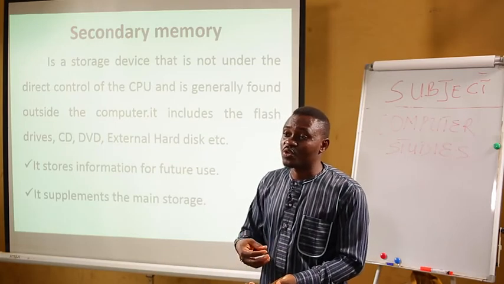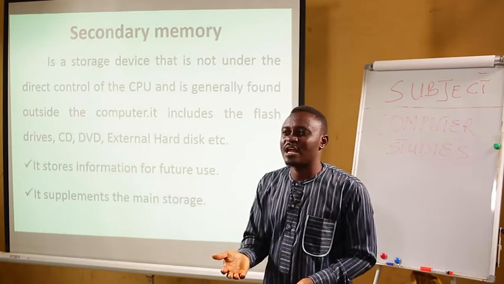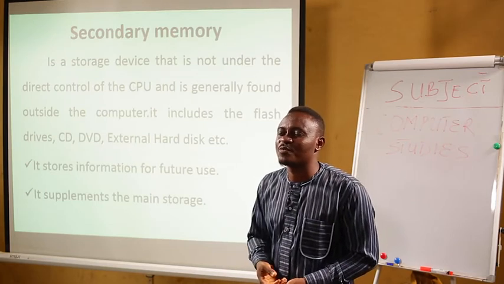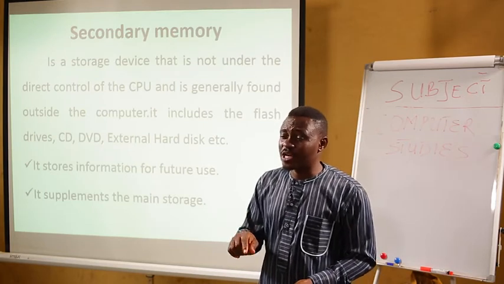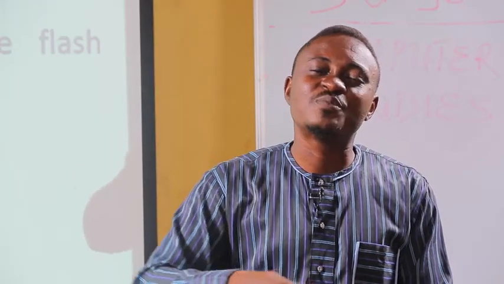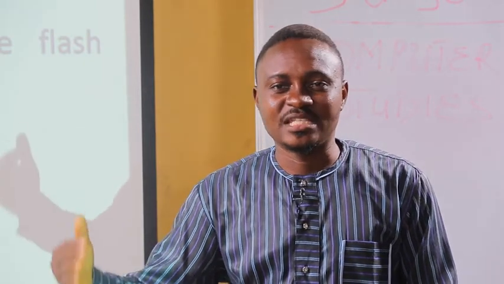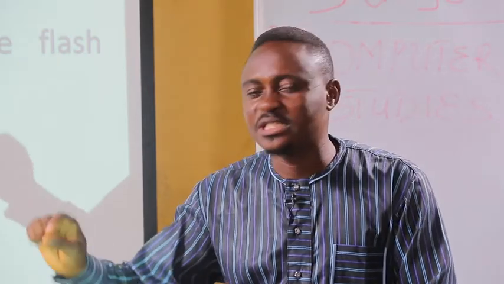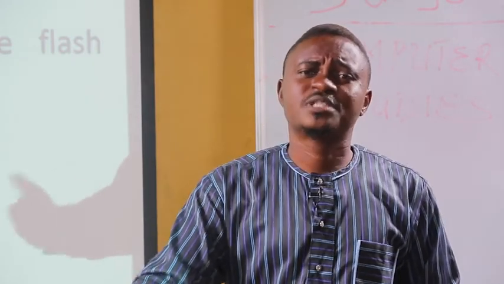Before everything is done in your secondary device, like your flash, say you have a movie you want to play and it's in your flash. Once you try to play it from the flash, the first thing that happens is that the movie must be taken to your primary memory. And when it's taken to your primary memory, it is run on your primary memory, that is the RAM. Then you can view.